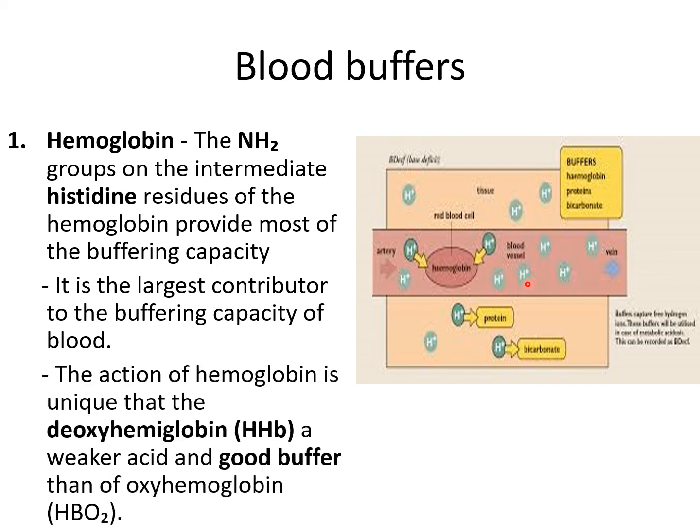Now the hemoglobin has a unique property. The action of hemoglobin is unique in that deoxyhemoglobin, when the hemoglobin is not bound with any oxygen molecule, which is also called HHb or Hb, is a weaker acid, and we know a weaker acid is a better buffer than an oxygen-associated hemoglobin, or oxyhemoglobin, HbO2. So deoxyhemoglobin or HHb is a better buffer than oxyhemoglobin or HbO2.